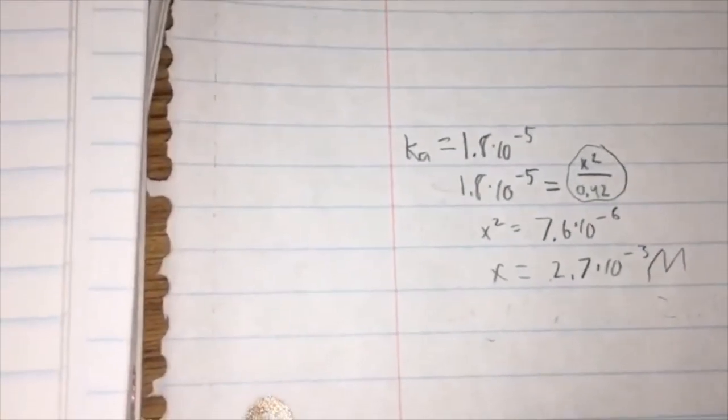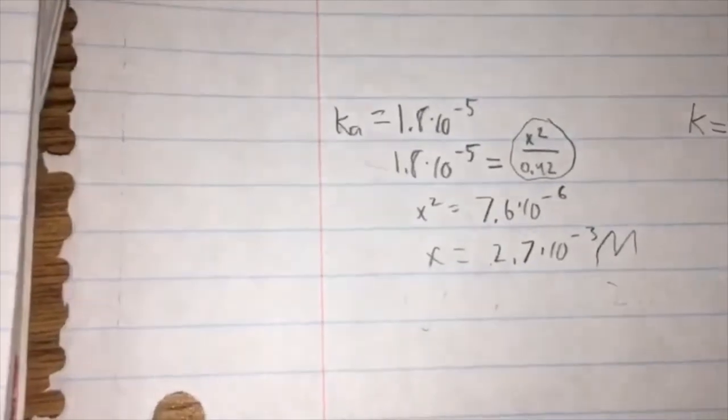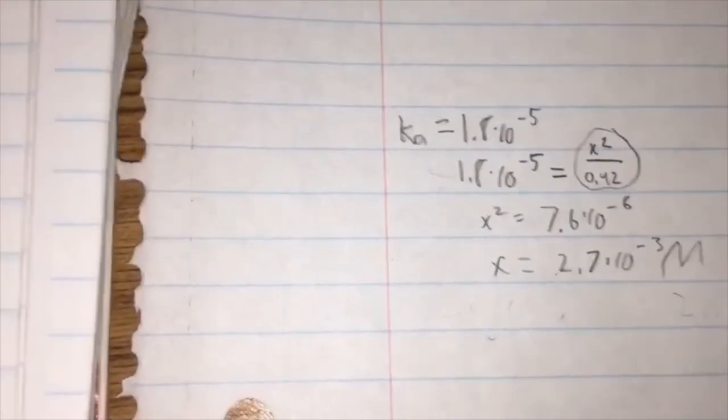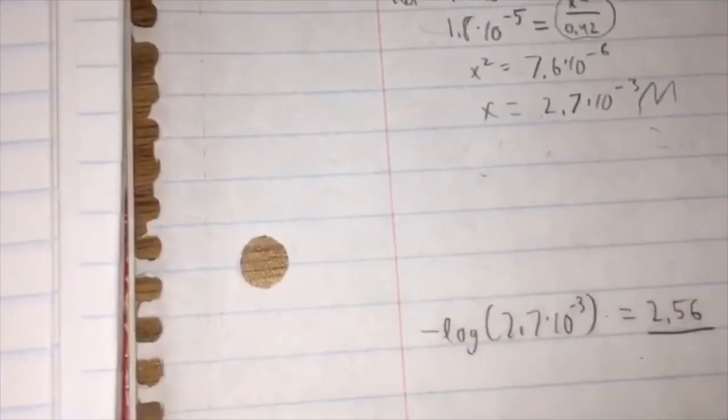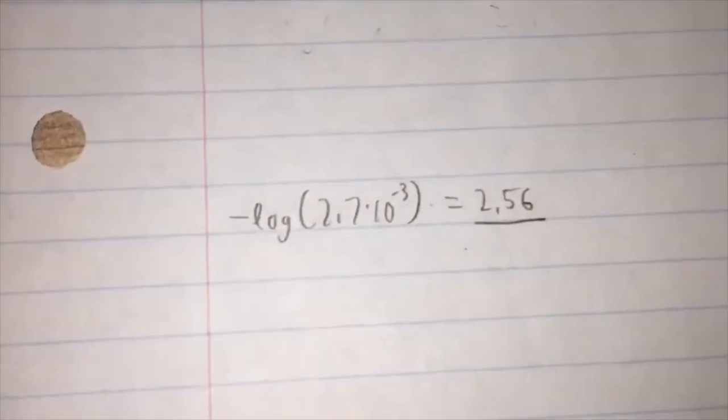And so that's x. But how do we get that to pH? Oh, but x is the concentration of hydronium. How do we get that to pH? Well, just by doing negative log of hydronium, which is the expression for pH.